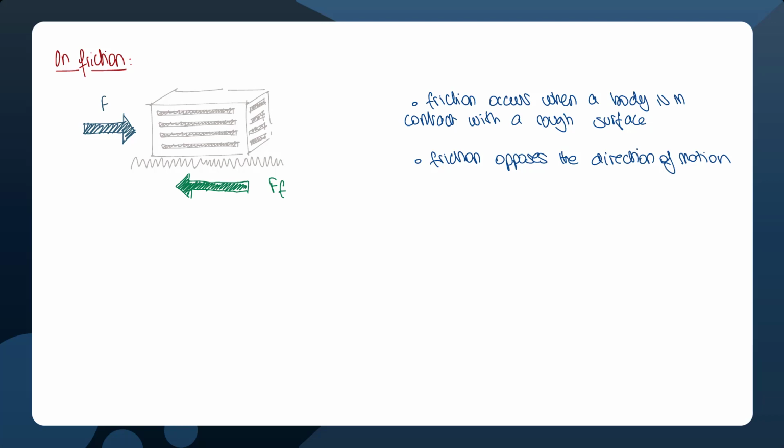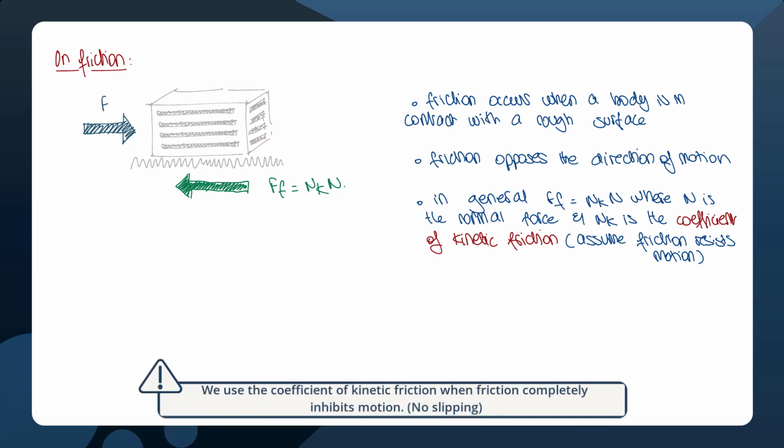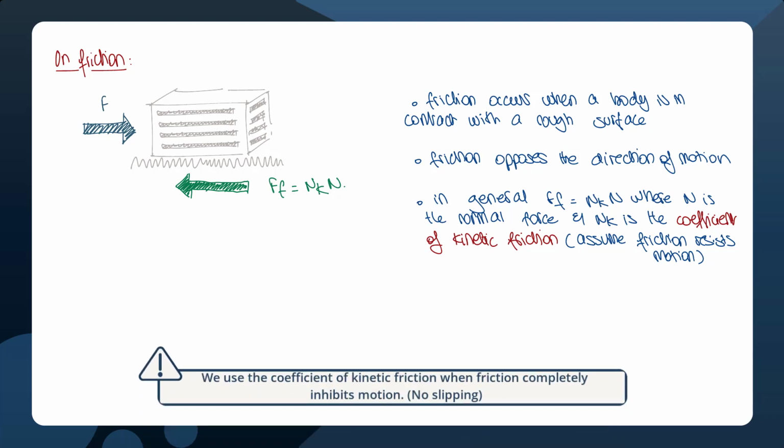In general, the friction force is equal to mu k times N, where N is the normal force, the force that opposes the weight, and mu k is the coefficient of kinetic friction. This equation applies whenever we assume that friction completely resists motion. So the friction generated by a rough surface here is assumed to completely impede motion, so the box is not able to move. And when that occurs, the friction value is equal to mu k times N.